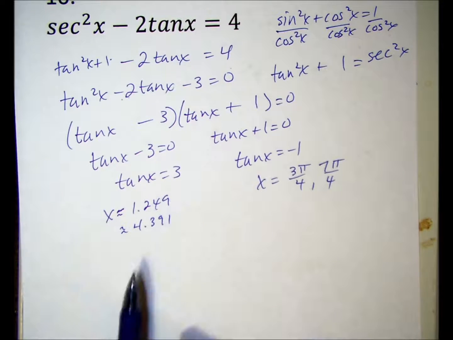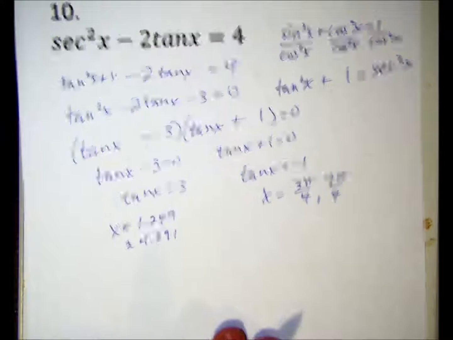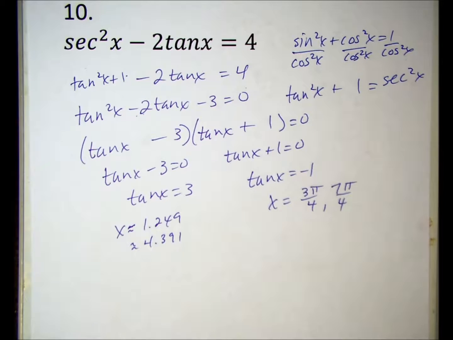So we got all the answers from 0 to 2 pi. Okay. That was ugly. Hopefully I'll edit that correctly. Okay. Moving on.